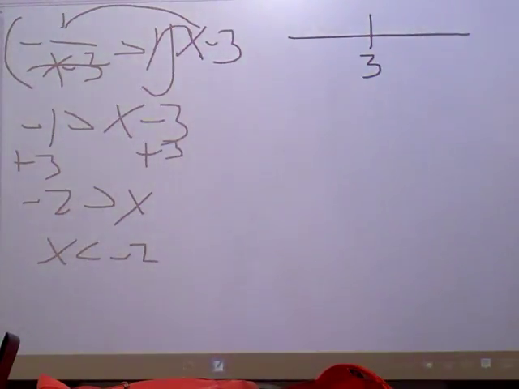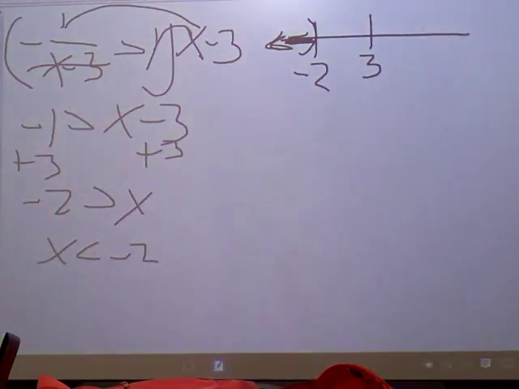-2 would go to the left of 3. Make sure you put it in the right spot. Less than -2, less than goes to the left. I don't even have to do a test point there. It doesn't have a line underneath it, so it gets a parentheses. But I have to figure out now about the 3.